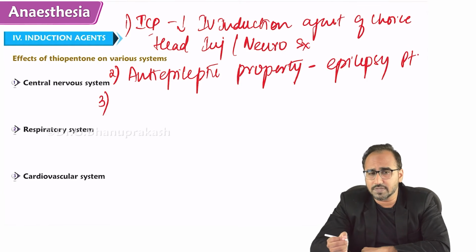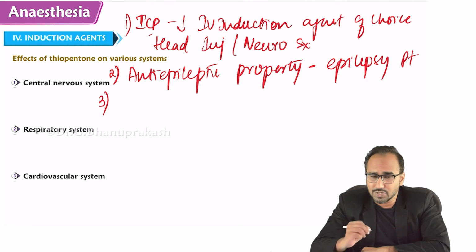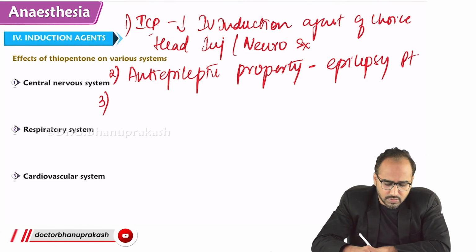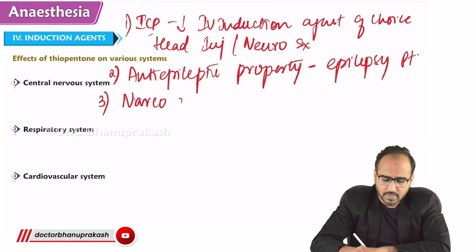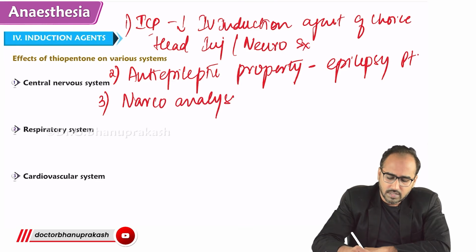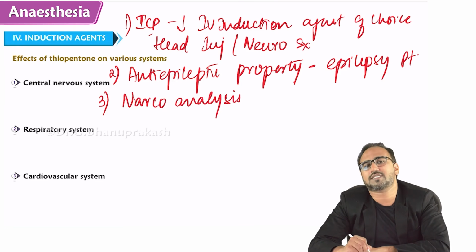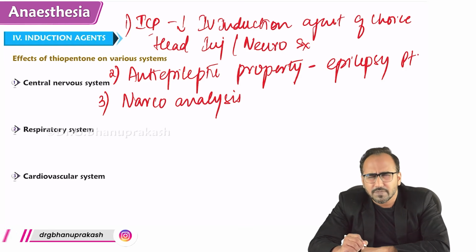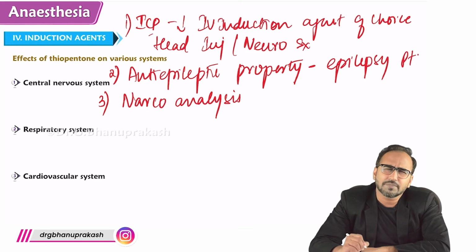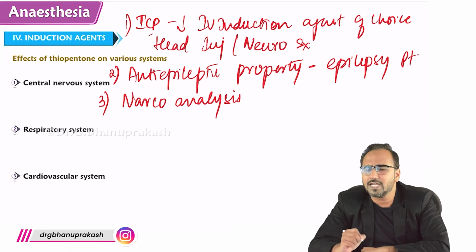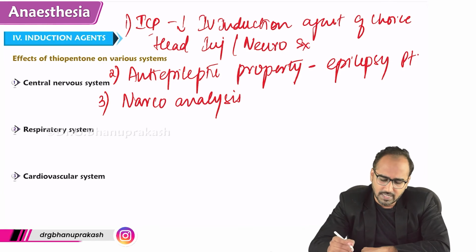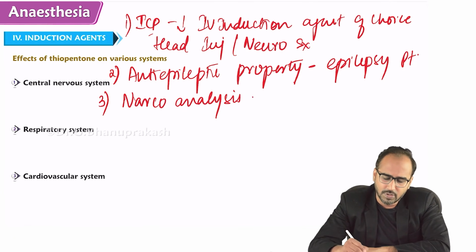The third MCQ quality of sodium thiopentone: it can be used for narcoanalysis. Narcoanalysis, or narco test, or truth test, where you give the patient sodium thiopentone, he goes into a subconscious state, you ask the patient anything, and 90% he will tell the truth only. But again, 100% surety is not there. So remember guys, it can be used for narcoanalysis.